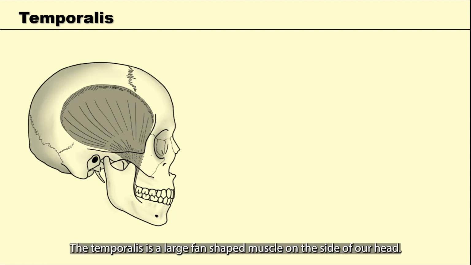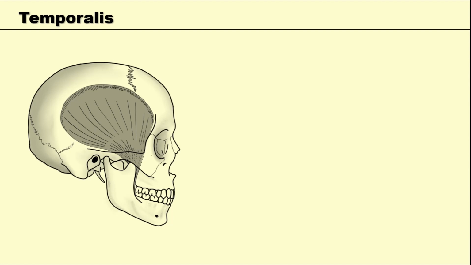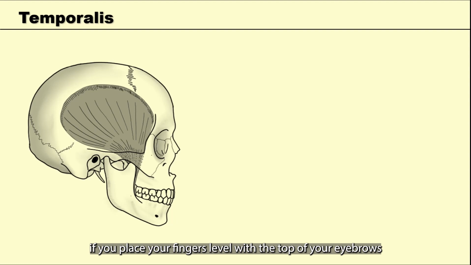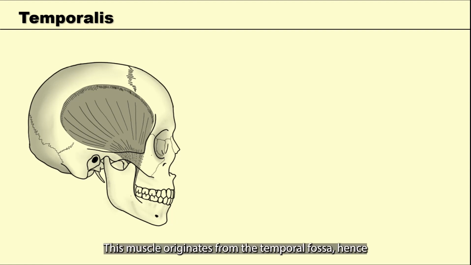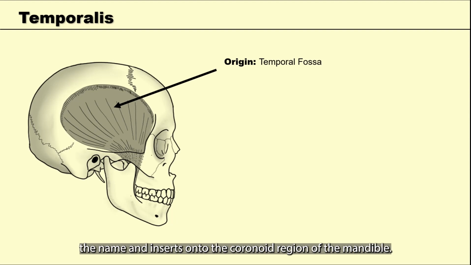The temporalis is a large fan-shaped muscle on the side of our head. Again, you can feel this muscle if you place your fingers level with the top of your eyebrows on the very lateral sides of your head and clench your teeth. This muscle originates from the temporal fossa, hence the name, and inserts onto the coronoid region of the mandible.